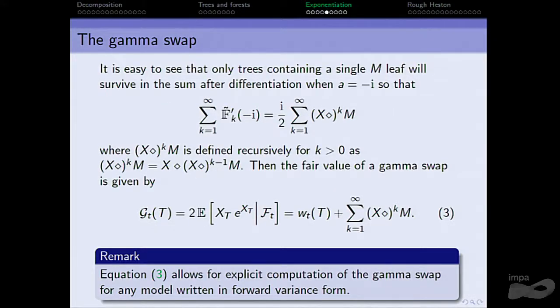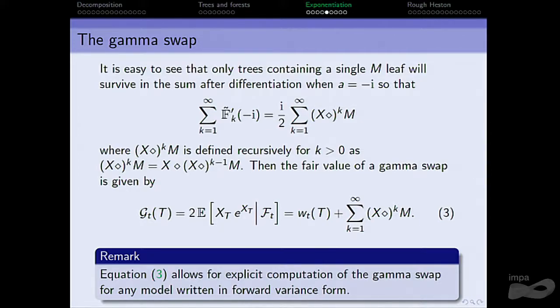And so we end up with this expression. Only trees containing a single m leaf will survive in the sum after differentiation, so that this is given by that, where what do I mean by this? I mean x diamond m plus x diamond m plus x diamond m, and so on forever. So you add all of these up, and you get this beautiful expression for the gamma swap.